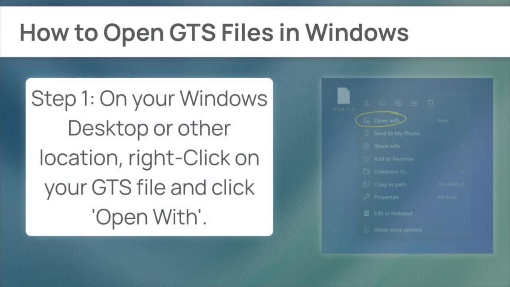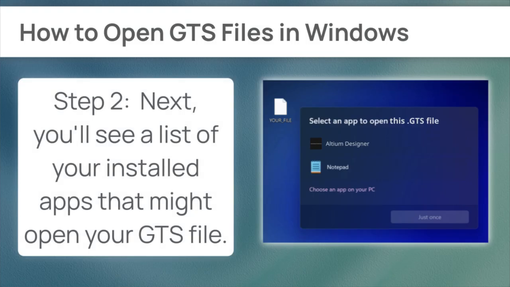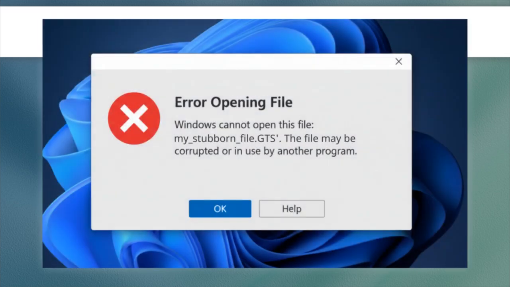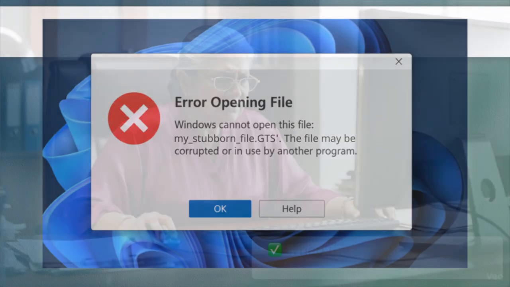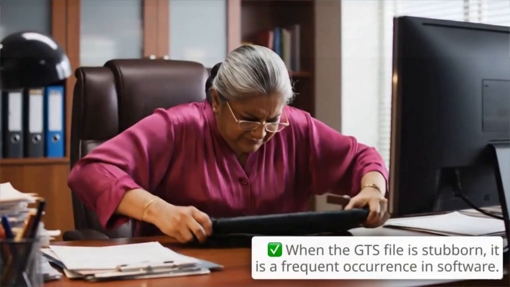Open the context menu by right-clicking your GTS file and choosing Open With. Try Altium Designer first. If it's absent, select another program. This trial and error approach is critical for diagnosis. If the GTS file is still giving you trouble, relax. When the primary software doesn't work, we need to quickly isolate the error. Let's run through these 3 essential troubleshooting steps right now.